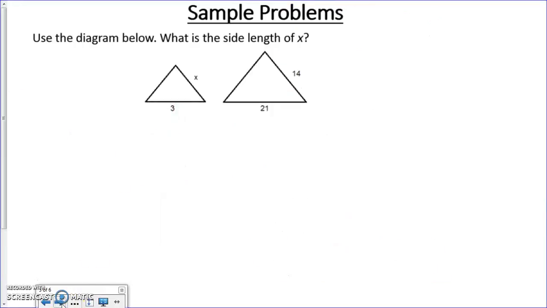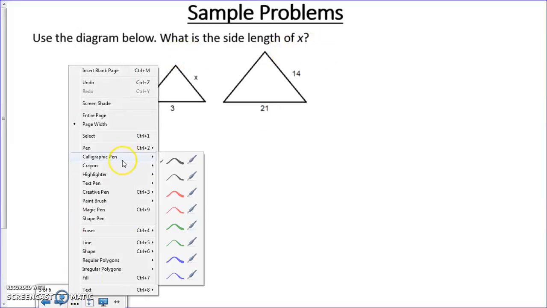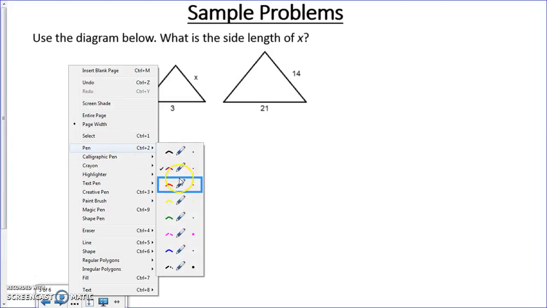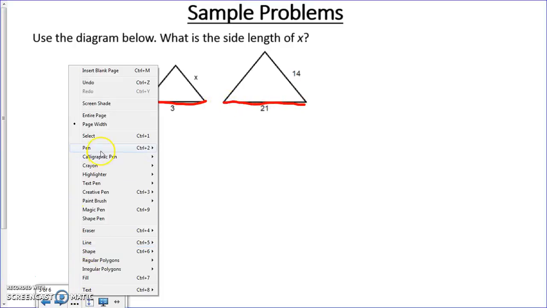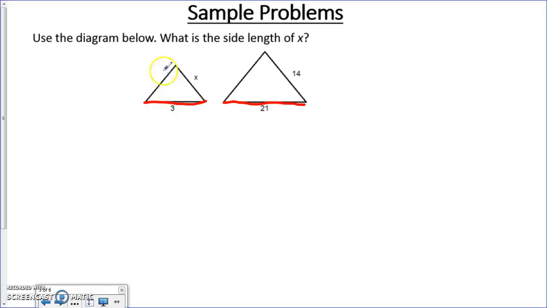Let's do some sample problems together. So go to the back of your notes section and copy this problem down, and we'll do it together. So this says, use the diagram below. What is the side length of x? This is similar to problem number 1. So we have similar triangles. We have this side, this base is similar to this base. And this side is similar to this side.